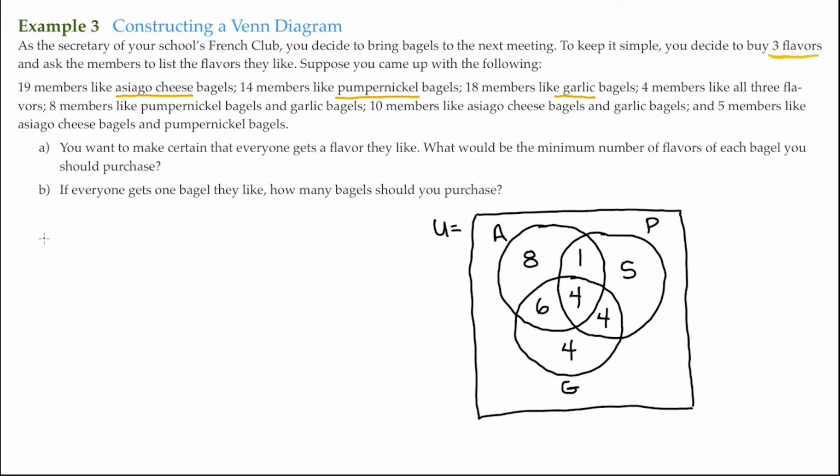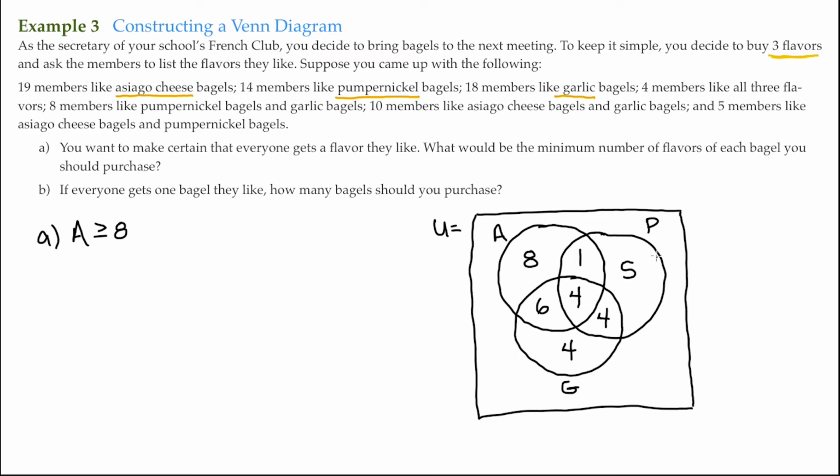So now that we have our Venn diagram that represents the scenario, we can now use it to help answer questions A and B. So A states, you want to make certain that everyone gets a flavor they like. What would be the minimum number of flavors of each bagel you should purchase? So for the Asiago cheese, I'm going to label this as A here. For the Asiago cheese, you should get at least 8. If you get less than that, then someone is not going to be happy. They won't be able to get their flavor. So I'm going to mark it as this. It's got to be greater than or equal to 8.